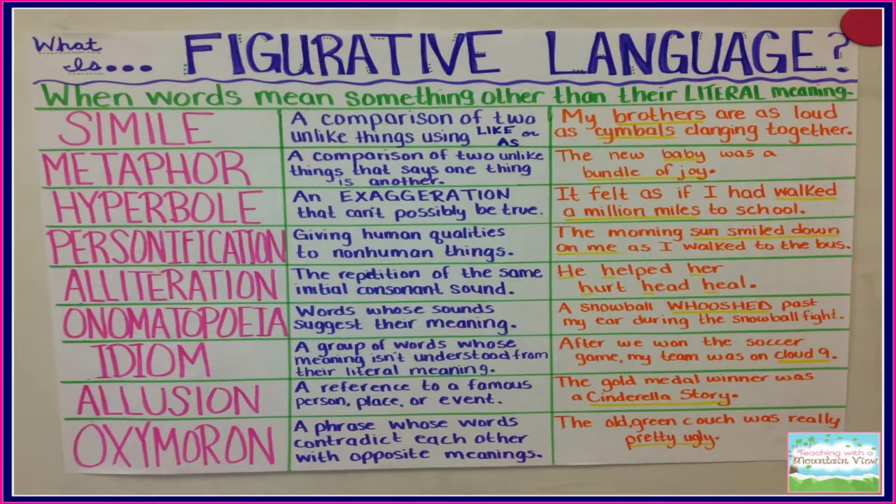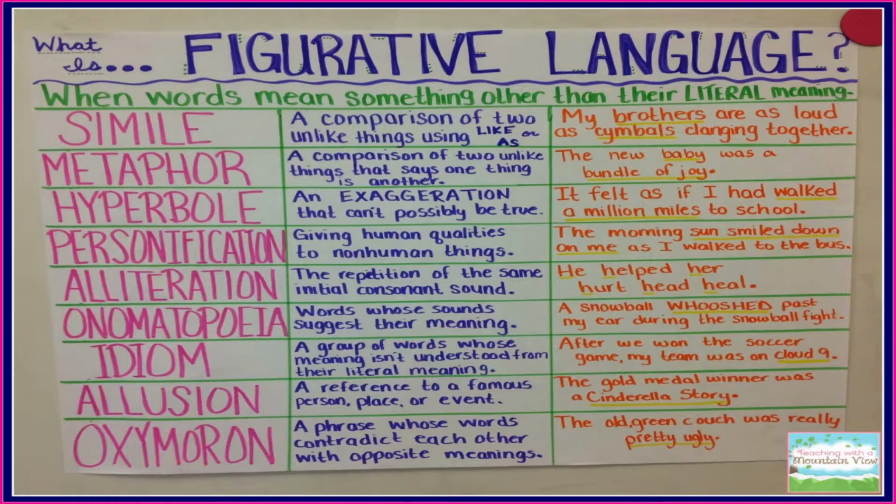Personification, it's when you give human qualities to non-human things. So the sun is not a human, but the sun smiled. When we think of smiling, that's what humans do. The sun smiled down on me. Shush, Ansett! The sun smiled down on me as I walked to the bus. Okay? So we're saying that the sun has done something human-like, even though it can't really do that.